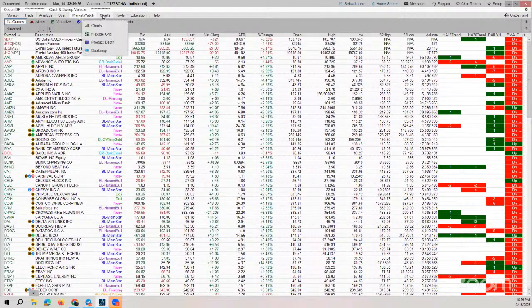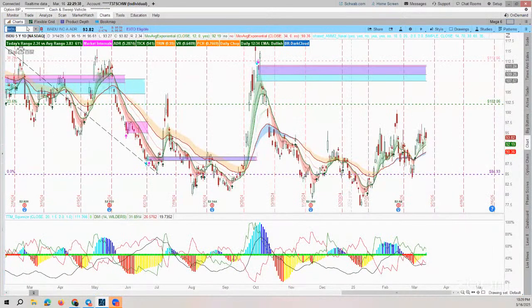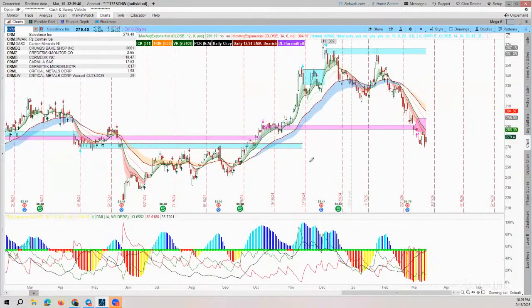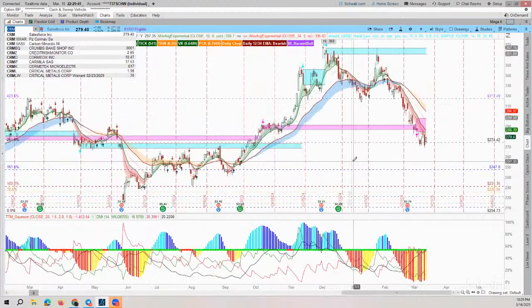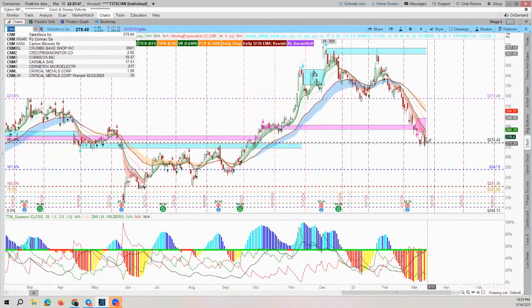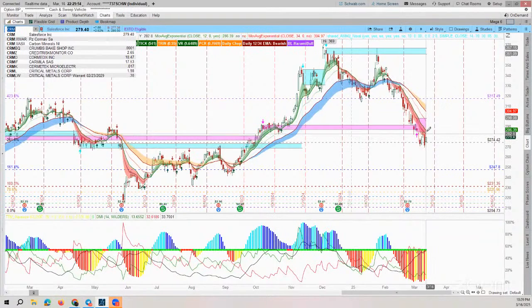Then we have CRWD and CRM. CRM has been weak since the earnings, and 270s have been holding it nicely. That's again a stop loss. 286 is your 12 EMA. It's the same routine. All these companies will test the 12 EMA, and then will decide whether they want to break out or break down further. So 286, there's a possibility it may test.